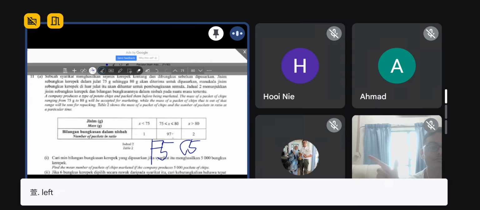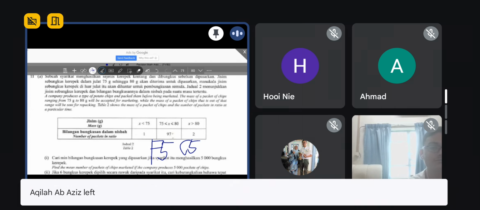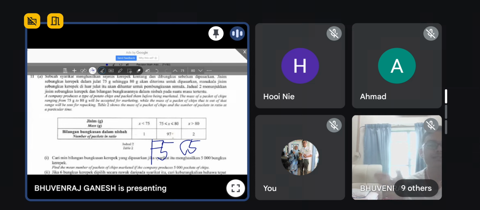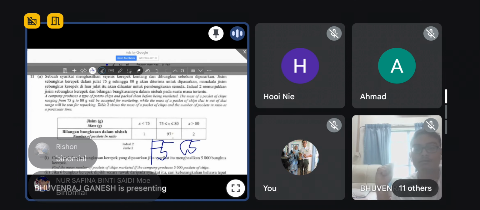What are the two types of distribution you have? Apa dua jenis taburan yang kamu ada dalam Form 5, Bab 5? Cuba komen. What are the two types that you all learned so far? Come on guys, respond. Apa dua jenis taburan yang pernah kamu belajar in AdMaths? You have the first one, start with what? First one is binomial distribution. Yes, very good. Binomial, normal. Betul. So you got two types here.